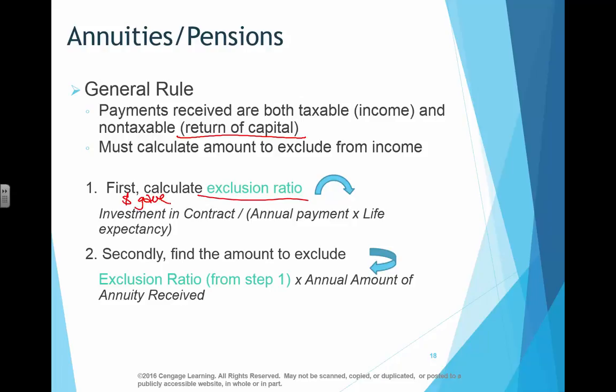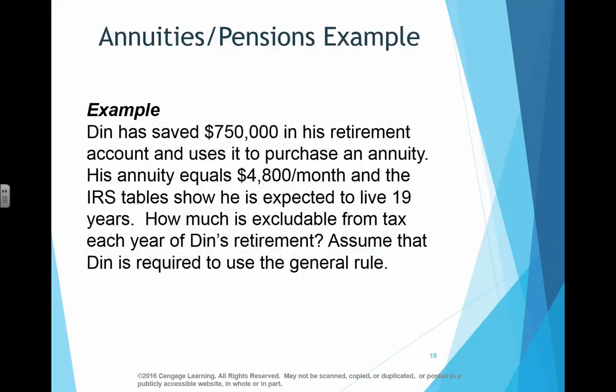So let's have a peek at the numbers. It's easier to do than it is to look at the algebra. Okay, here we've got my buddy Din. He's worked in San Francisco his whole life. He's put away a chunk of change, $750,000. He uses it to purchase an annuity. He's going to get $4,800 a month for the rest of his life.